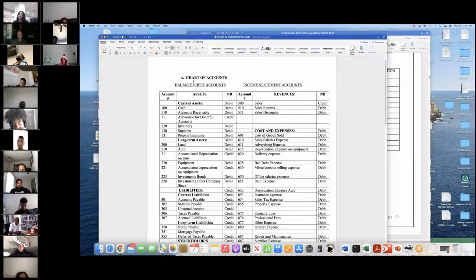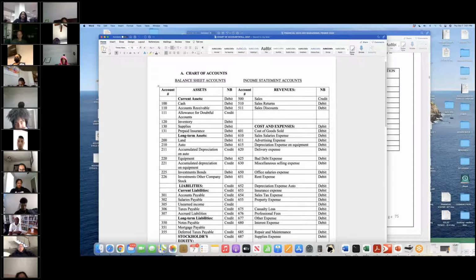Balance sheet accounts are on the left, income statement accounts are on the right. What do you see? So supplies is going to be on the balance sheet side. The income statement account is going to be the supplies expense. Correct.